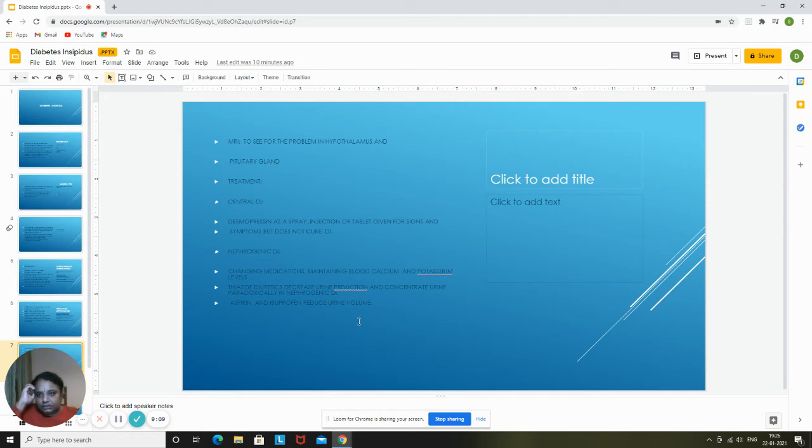And another point in diagnosis of diabetes insipidus is MRI. It doesn't show anything regarding diabetes insipidus itself, but it uses a magnetic field to scan the head and neck region. So you see if there's any problem in the hypothalamus or pituitary gland on MRI. It's a non-invasive technique. Non-ionizing radiation, that is a magnetic field, is used for this MRI. So you see for problems in the hypothalamus and pituitary gland.